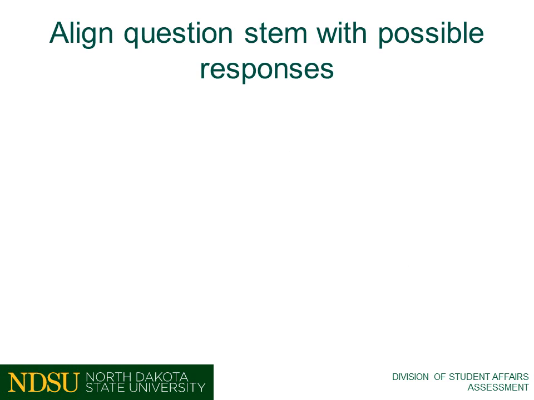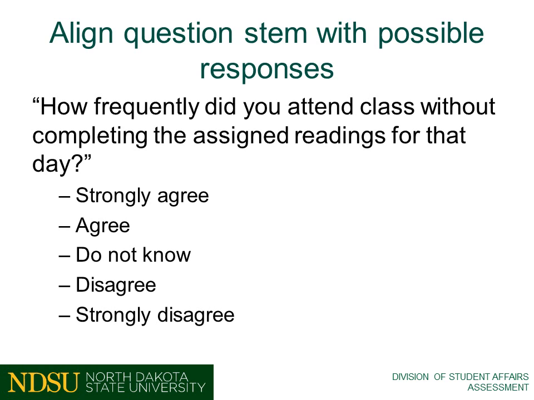Now that you've thought through what your stems are going to be for your questions, you need to make sure that your response categories align with those stems. Let's take a look at an example. How frequently did you attend class without completing the assigned readings for that day? Strongly agree, agree, do not know, disagree, strongly disagree. In this case, we're asking about frequency in our question, but our response categories are agreement. So that would be very confusing to a respondent to look at this and see, oh, they're asking about frequency, but do I agree with frequency? That doesn't make any sense.